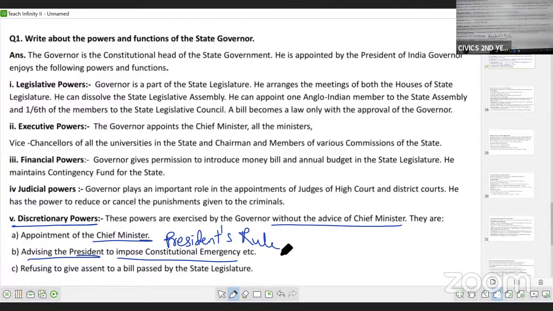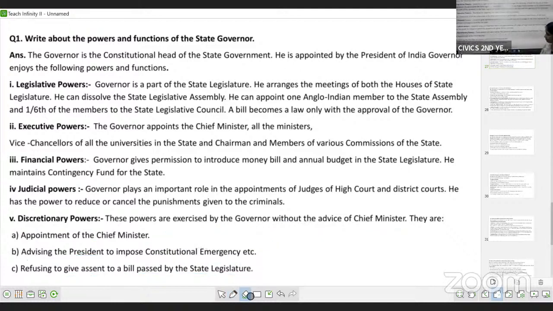And refusing to give assent to the bills passed by the legislature. The governor can refuse to approve the bills which are passed by the legislature. So these are the discretionary powers of the governor. I hope governor answer is clear to you. Same answer, making small changes, you can write to the powers and functions of the president.